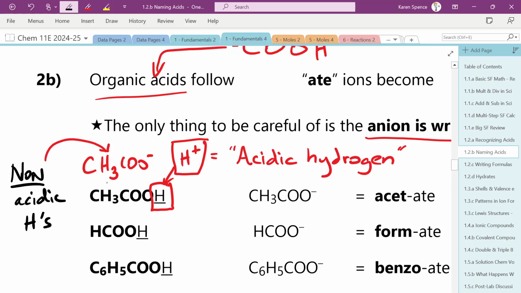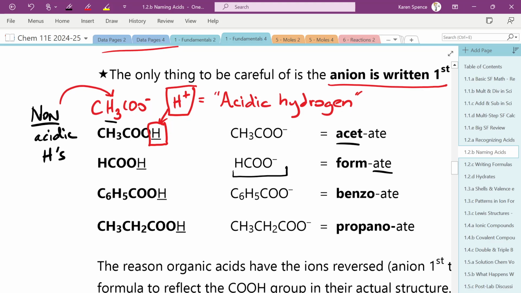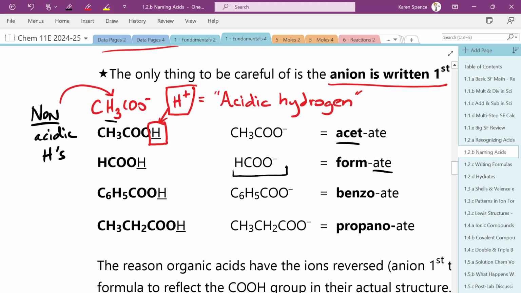So those are our non-acidic hydrogens there. So we have acetate becomes acetic acid. Formate becomes formic acid, and it's based on the formate ion here. Am I going to make you memorize all these ions? No. You should just know the pattern.